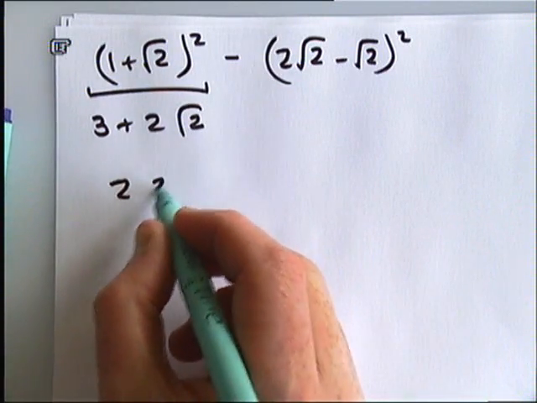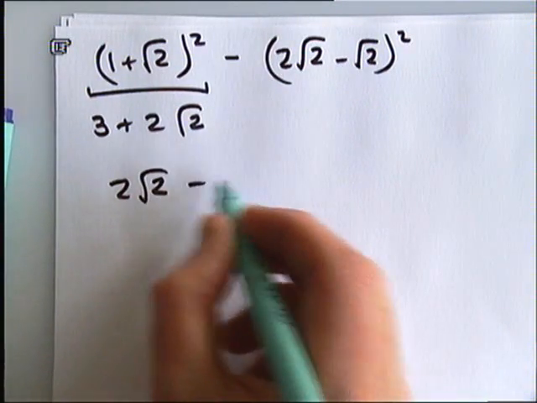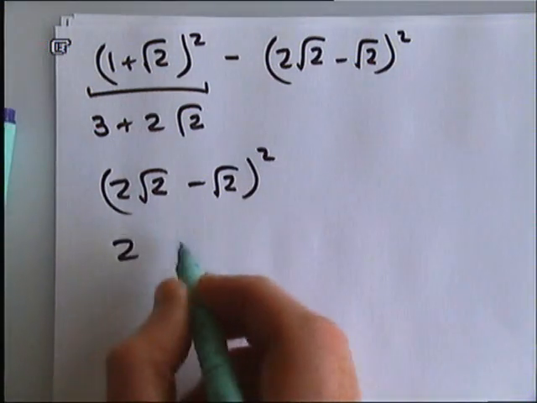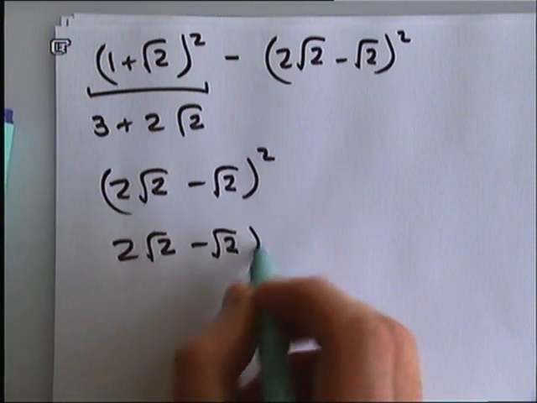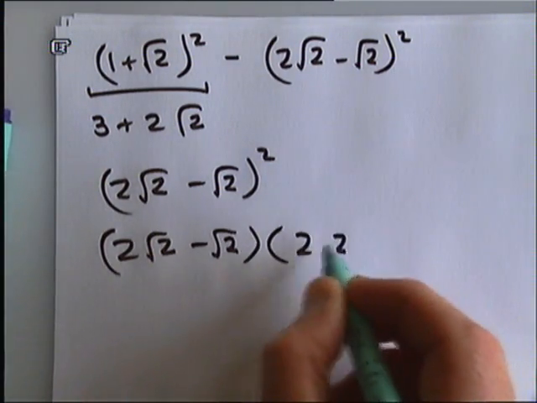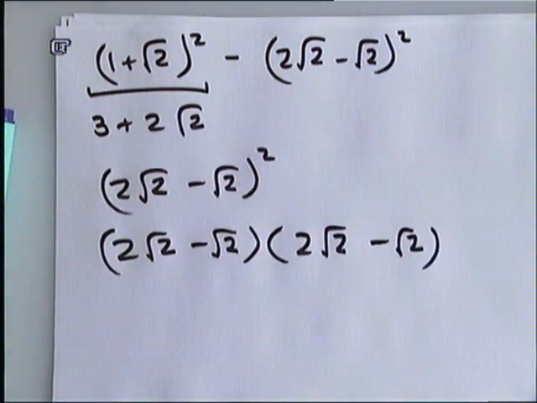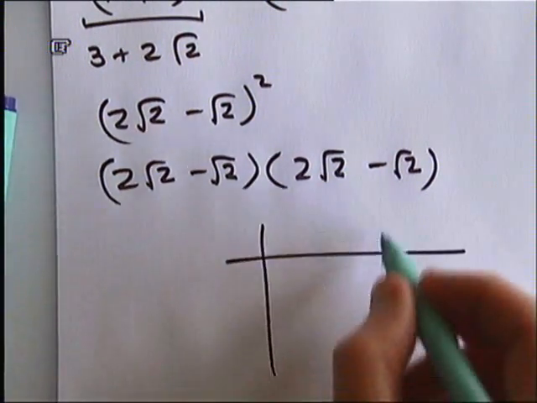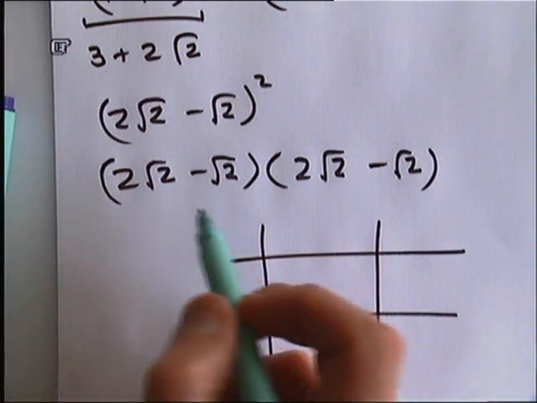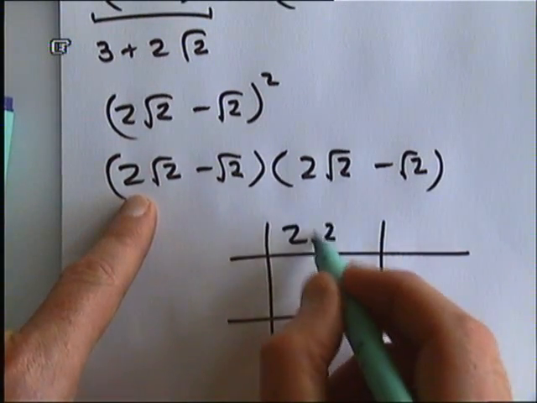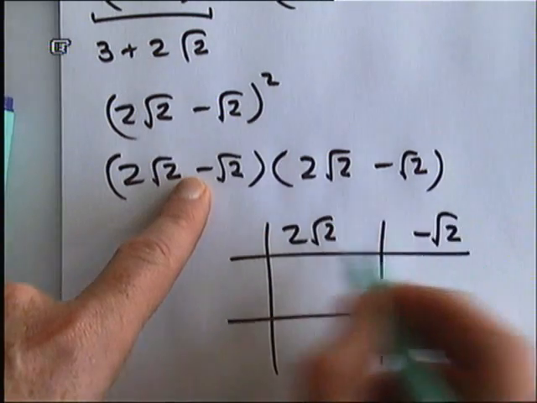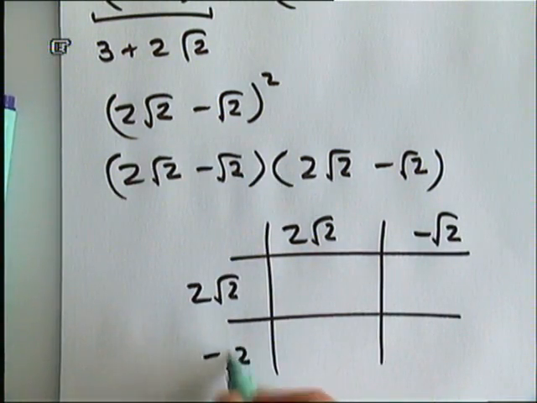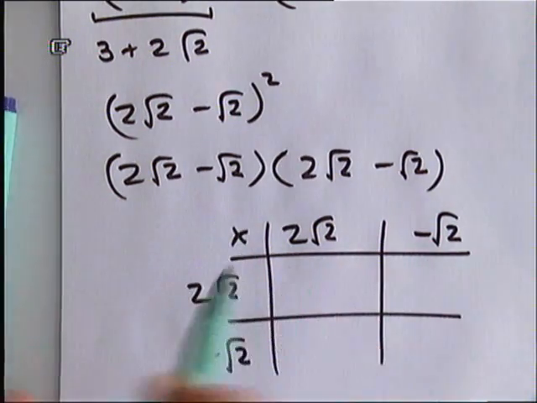So I've got 2 lots of 2 square rooted minus the square root of 2 all squared. So that means 2 lots of root 2 minus root 2 times by itself. So I can write that out like that. Now if I use the grid method, which is often the easiest way of multiplying these things together, I need to put 2 root 2 and a negative root 2 along the top, and a 2 root 2 and a negative root 2 along the side, and now I need to do my multiplying.